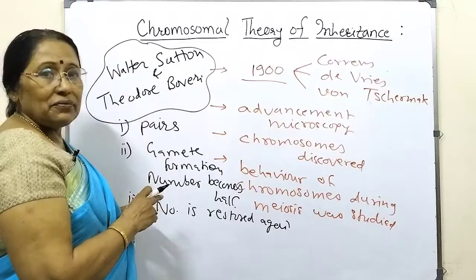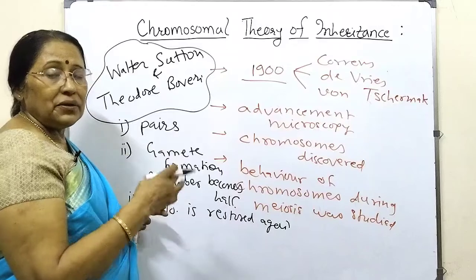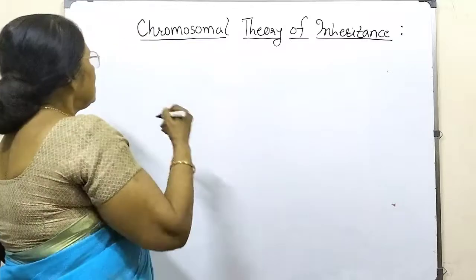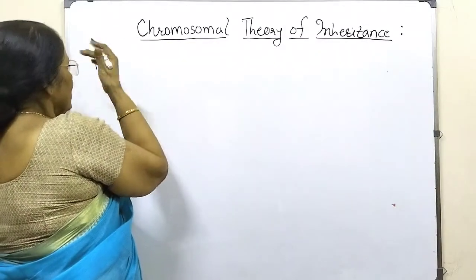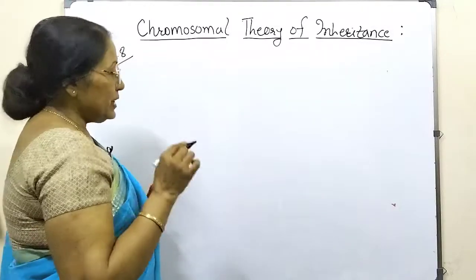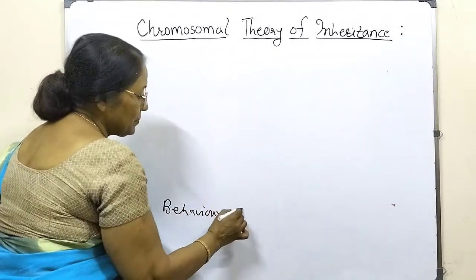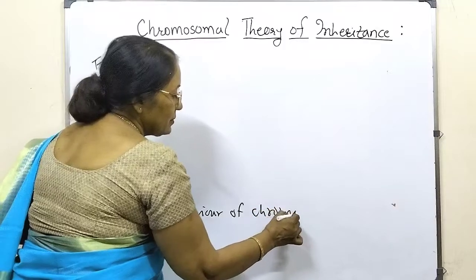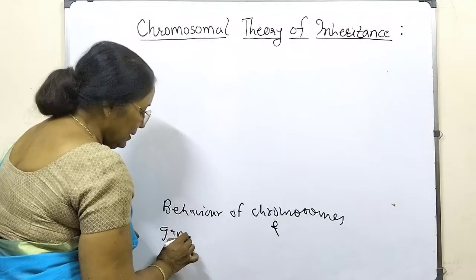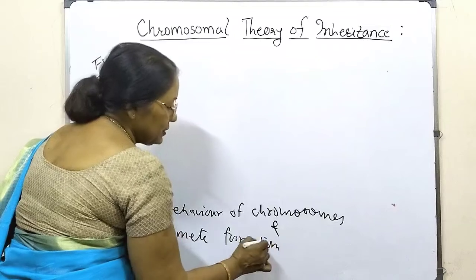Let us see the diagram. I think 5.8. मुश्किल है क्या? चलो देखते हैं. How the chromosomes are behaving during meiosis. Okay. So this is the figure 5.8, which explains the behavior of chromosomes and the gamete formation during meiosis.